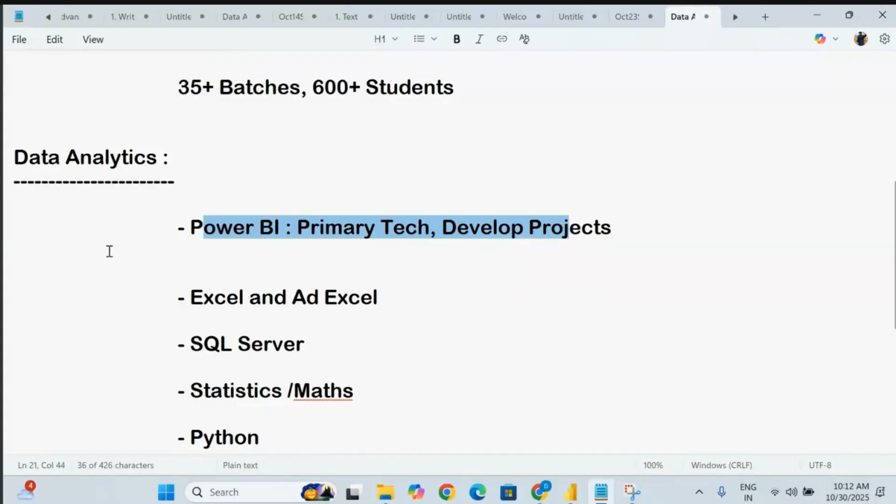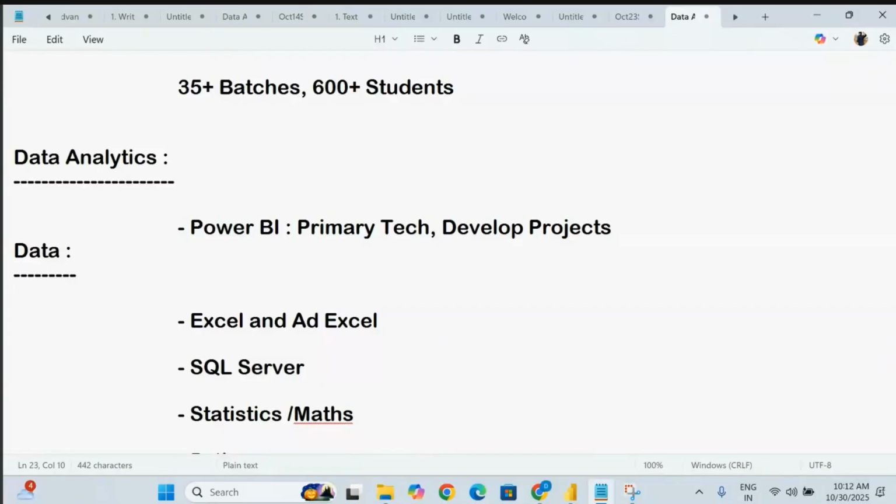And the next technology that you are going to learn here, you have to understand that for any technology, if you want to do some work or any project, you must require data. The data comes from two different technologies. One is Excel, Advanced Excel, and the second is SQL Server. So let's understand Excel and Advanced Excel. Let me call it Excel only. Excel contains, let me call it a data source. Here you have different sheets.